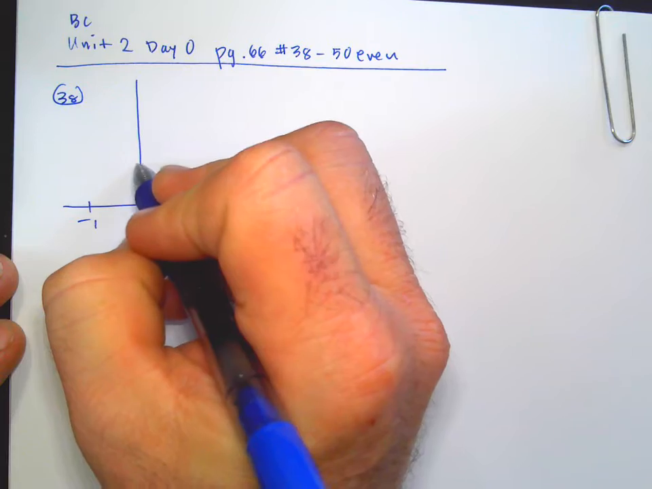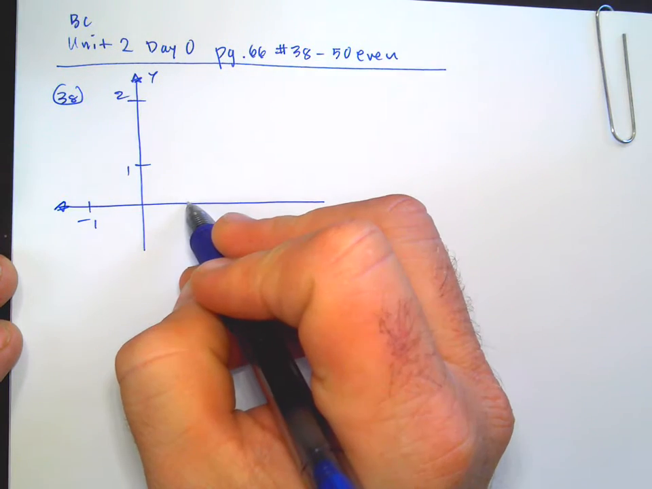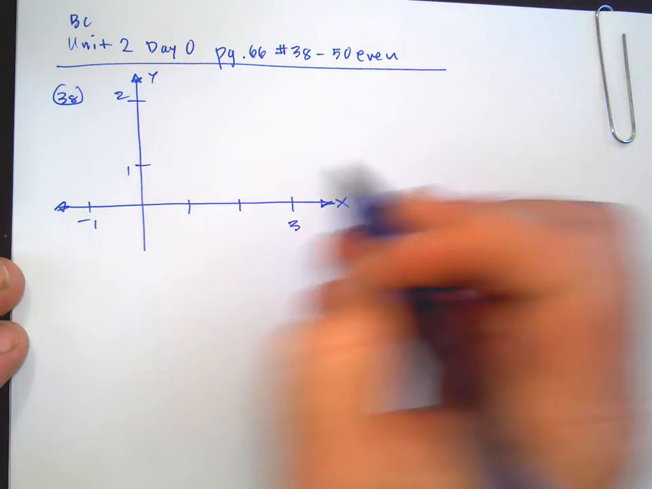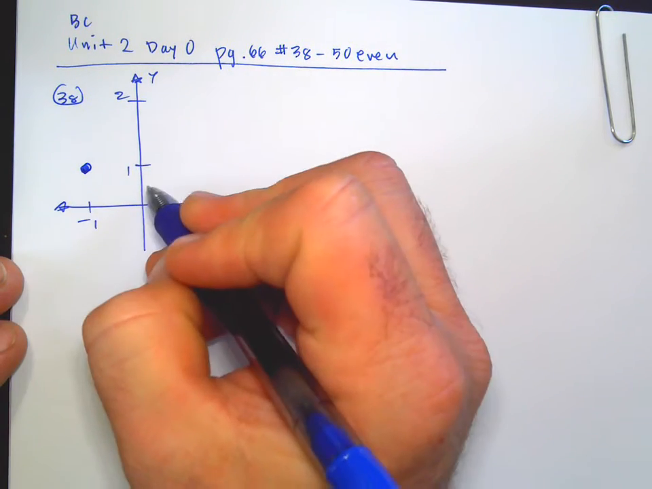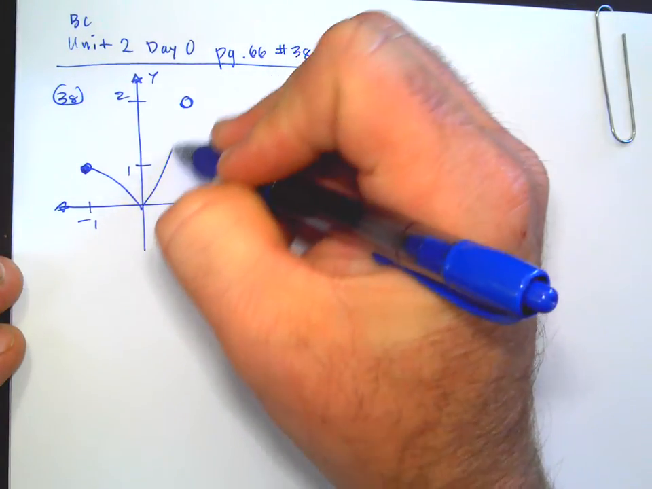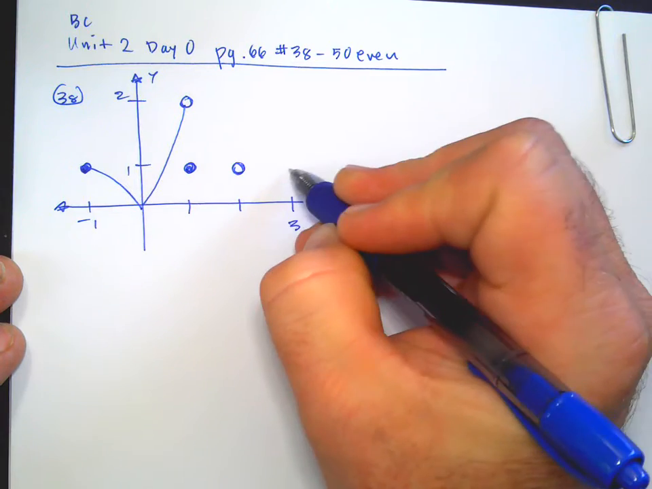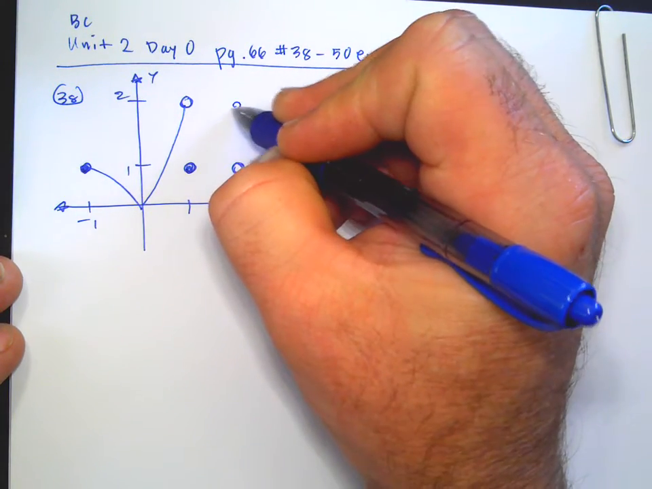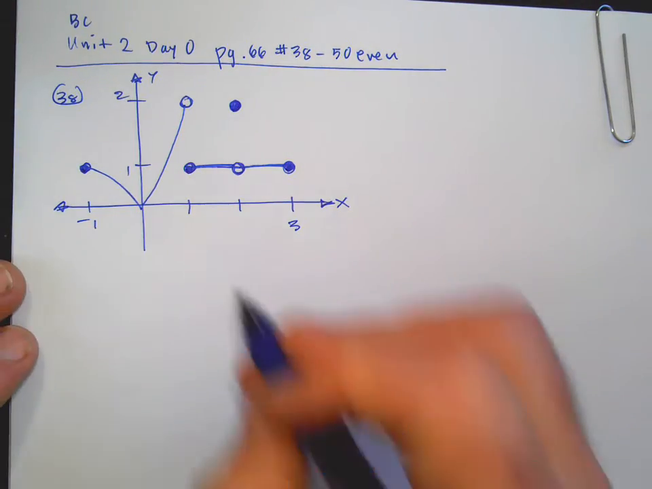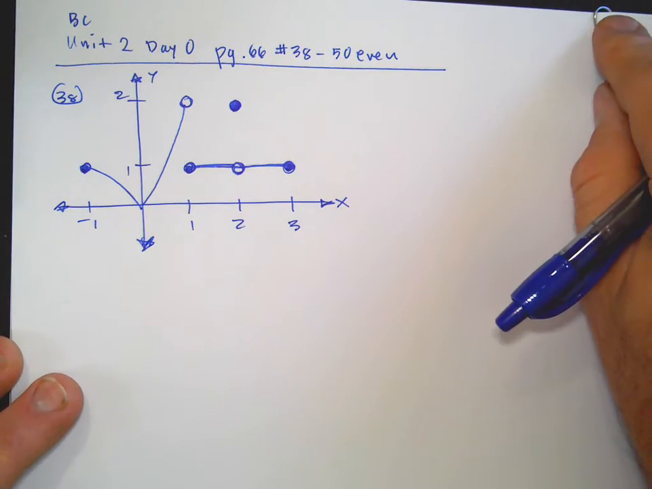So -1 goes up to 2, goes over to 3, and then there's a solid dot here, and it goes like that, and there's an open dot up here, goes like that, solid dot here, open dot here, solid dot here, solid dot here. So this was the graph. All right. So then I'll just ask you a bunch of questions about this problem.